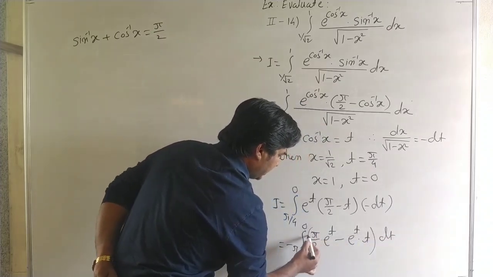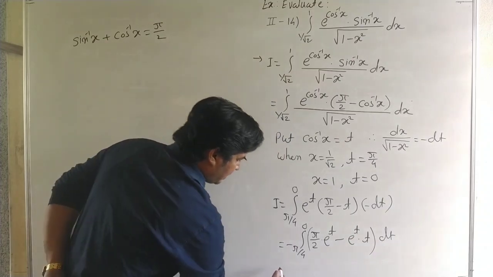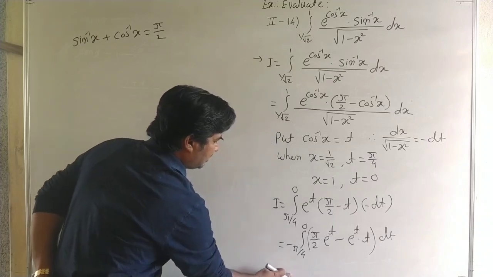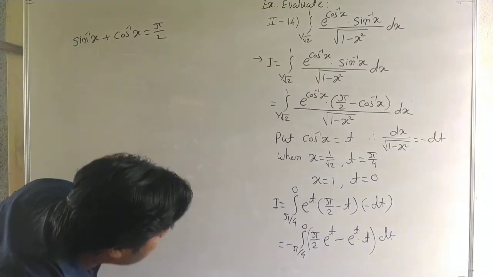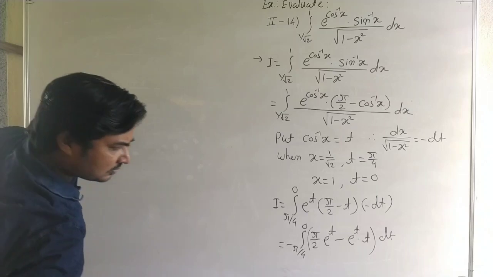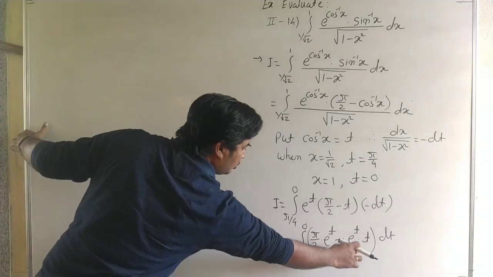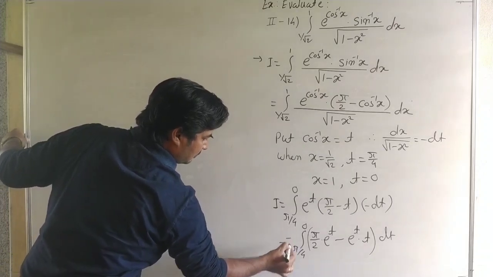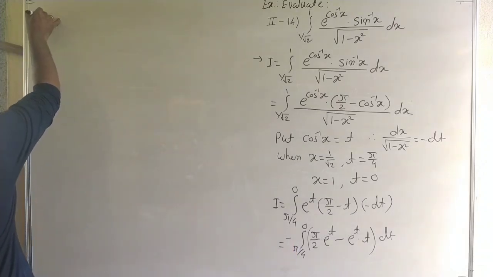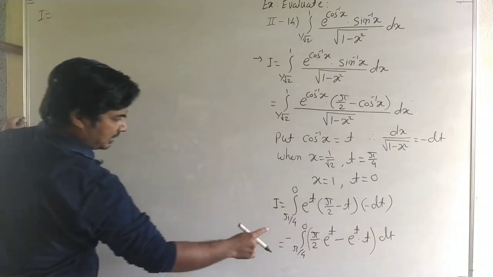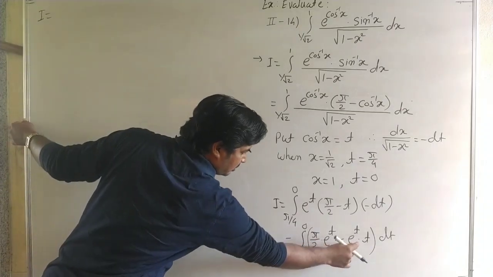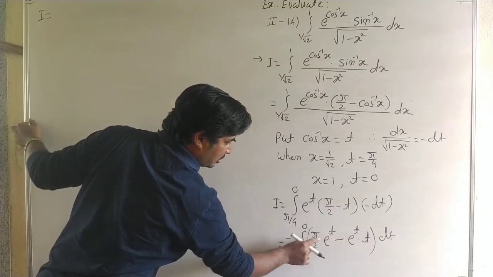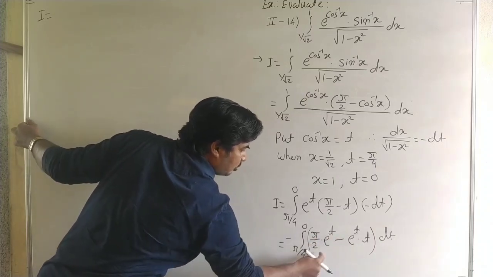Now separate the integrals, both the integrals separately. Here it is a minus, and these are the two terms. We separate these two terms: the first term has a minus and the second term has a plus, because of this minus. And separate the integral into both the terms.